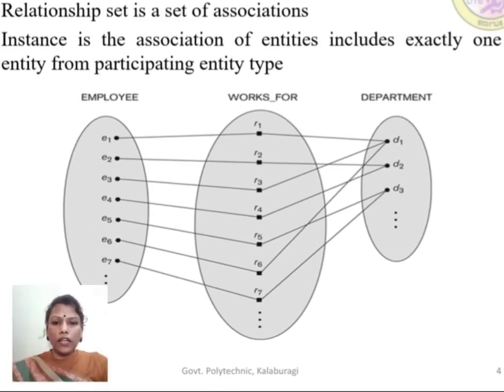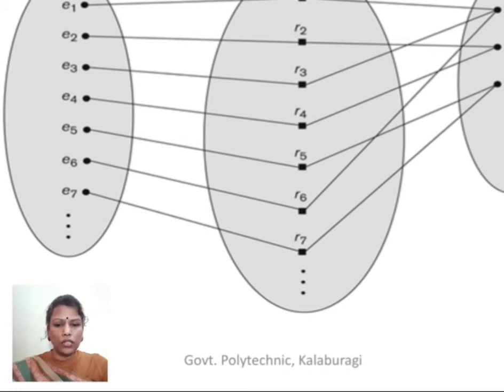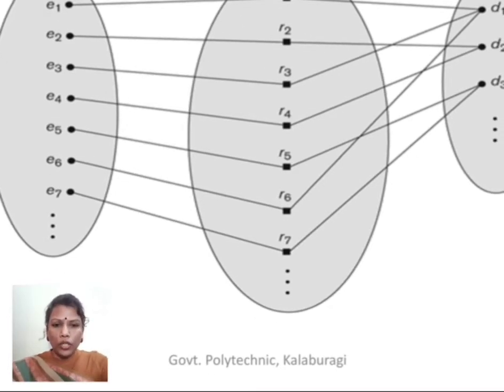Okay, and relationship set is nothing but the set of associations. Here we are having 7 associations, right? So 7 associations we are making from employee entity type to department entity type. So these 7 relationships are called the relationship set. And if we consider R1, then R1 is the association between E1 and D1. That is called the relationship instance. Okay, I think you have understood.